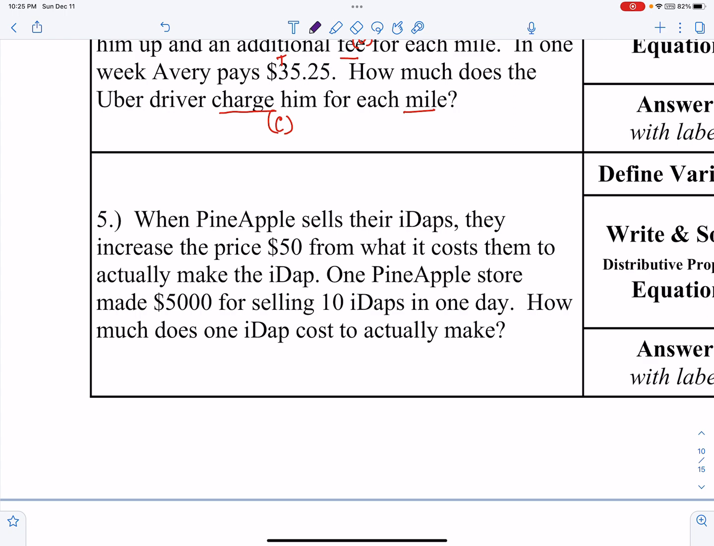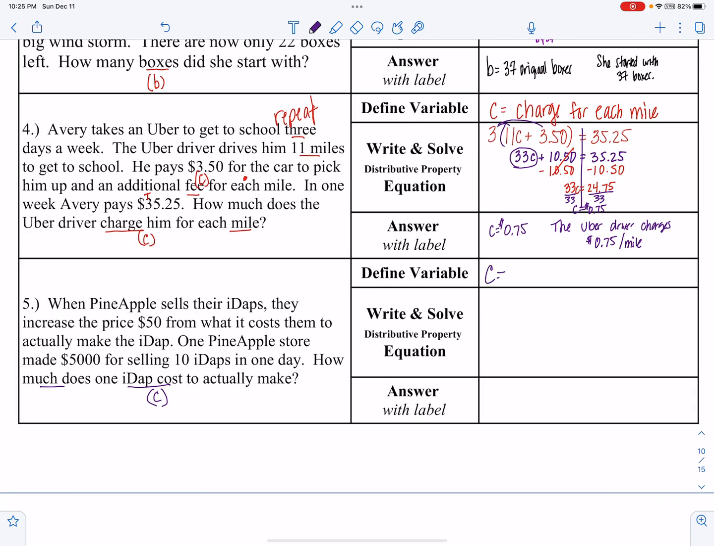So we have cost again. We're wondering how much does that iDAP cost? So that'll be my C. So let's define our variable. C is going to be cost of one iDAP. Okay, and so let's go ahead and interpret our word problem now. When they sell their iDAPs, they increase the price $50 from its cost. So increasing a price just means adding $50 from the cost, and the cost is C.